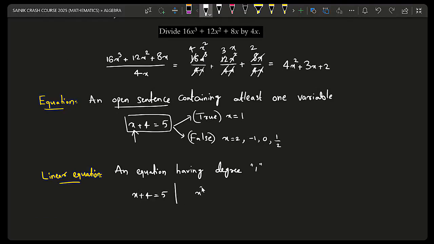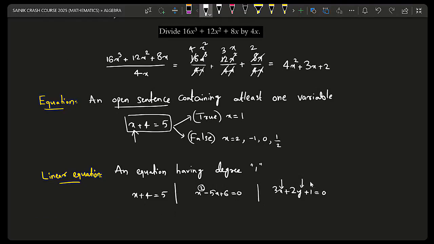If I take x squared minus 5x plus 6 is equal to 0, this is an equation, but it is not a linear equation. Why? Because the degree should be 1, then only it is called linear equation. If I have, let's say, 3x plus 2y plus 1 is equal to 0, this is also a linear equation. For this variable, power is 1. For this variable also, power is 1.